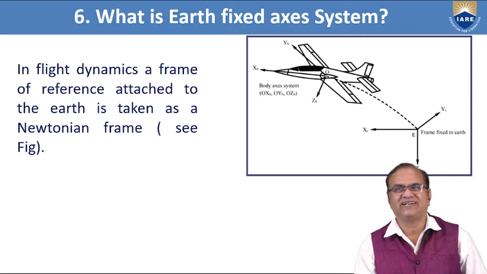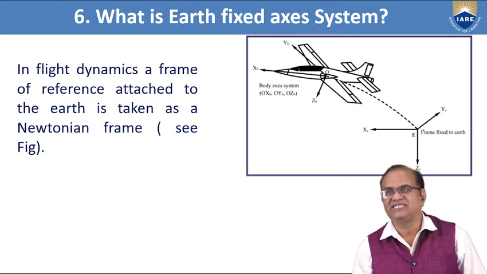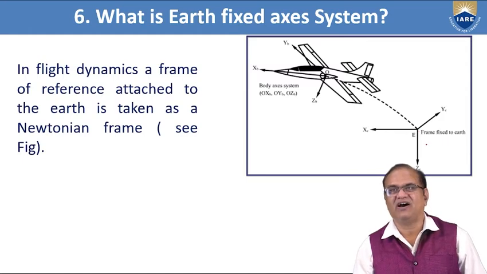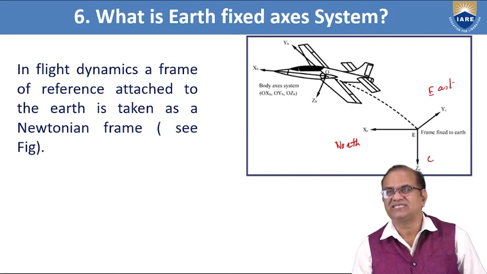Okay, this O is the center of gravity. But Earth is here, the frame of reference of the Earth. So here, this XE is north, facing north. Y is facing east of the Earth. And this is the center of the Earth.